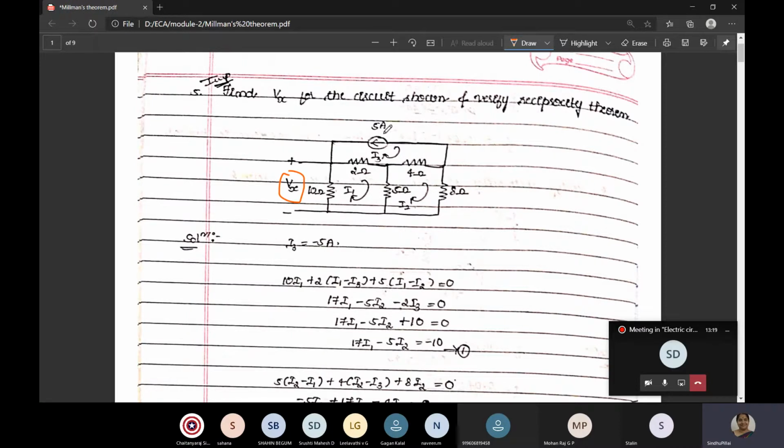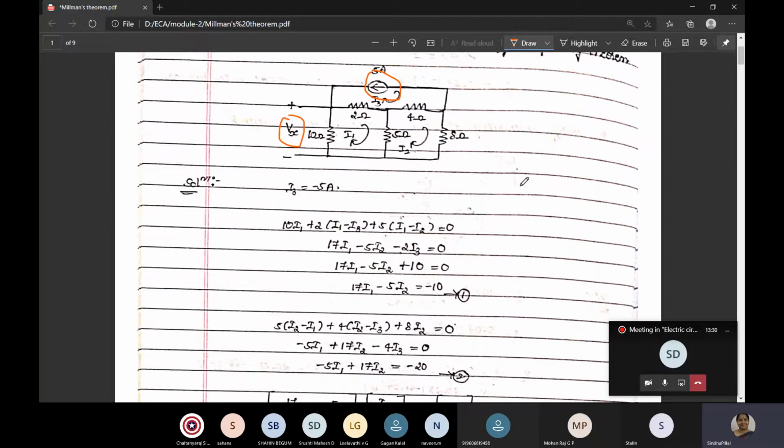And here the excitation is 5 amps. The 5 amps is in this circuit, and Vx is here. We have to find out Vx first. So how to find out the Vx here? As usual, Vx is nothing but the voltage across the 10 ohm resistor.